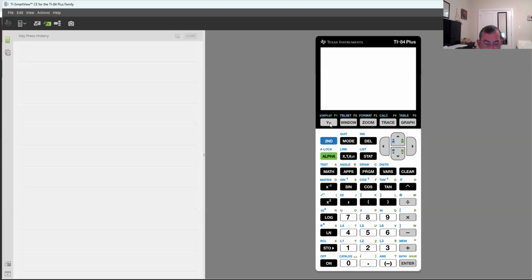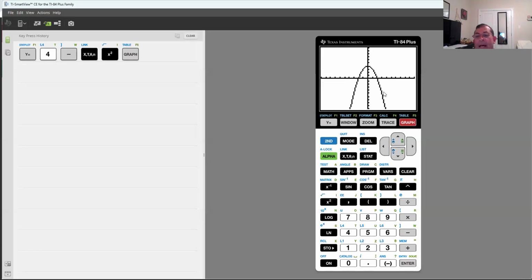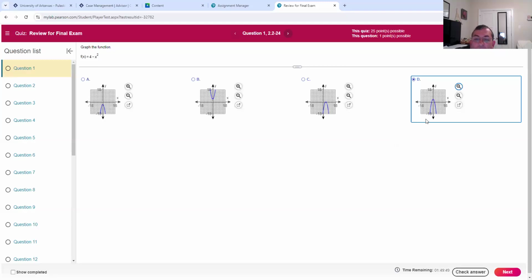So y'all, I'm going to go to y equals, put in 4 minus x squared, and then I'm going to hit graph. So notice the upside down parabola crossing the y-axis at about 4 there. So we just want to go pick the picture that matches that. And so y'all, that looks like D here.